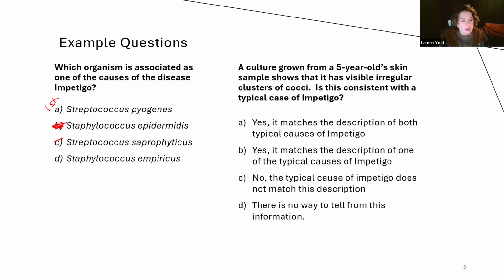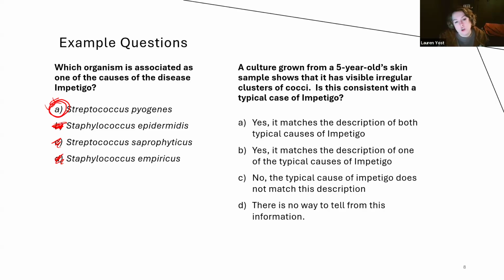Streptococcus saprophyticus. Again, this is a pretty common microbiome organism, not typically associated with impetigo. Staphylococcus empiricus, not one that we have to learn about at all. Don't need to be aware of it at all. So, Streptococcus pyogenes. What was the other one that was associated with impetigo? Staphylococcus aureus. Both of them are gram-positive cocci. Strepto is the chain, Staphylo is the clusters.